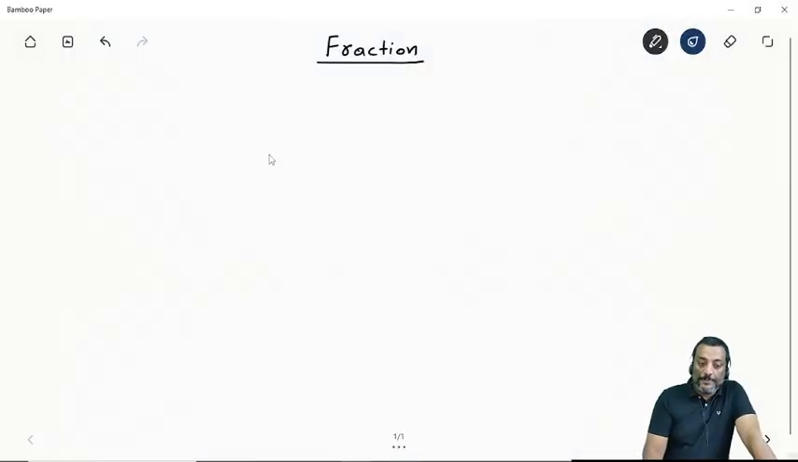Okay. So if I talk about fractions, what is a fraction? A part of a whole number. Okay. So any fraction in this world is a part of a whole number.